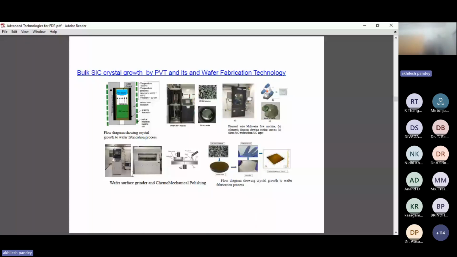This is the chemomechanical polishing, which is sometimes also called chemical mechanical planarization. To prepare the samples, different slurries like silicon carbide slurries and diamond slurries are used, to make the silicon carbide into epi-ready wafers.